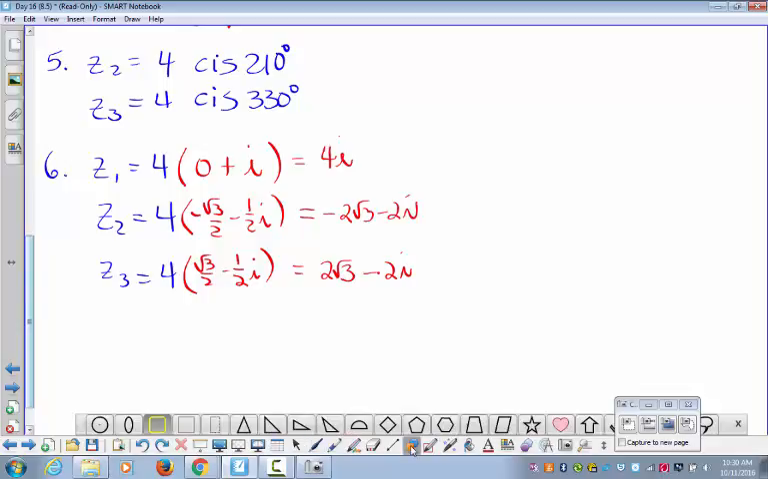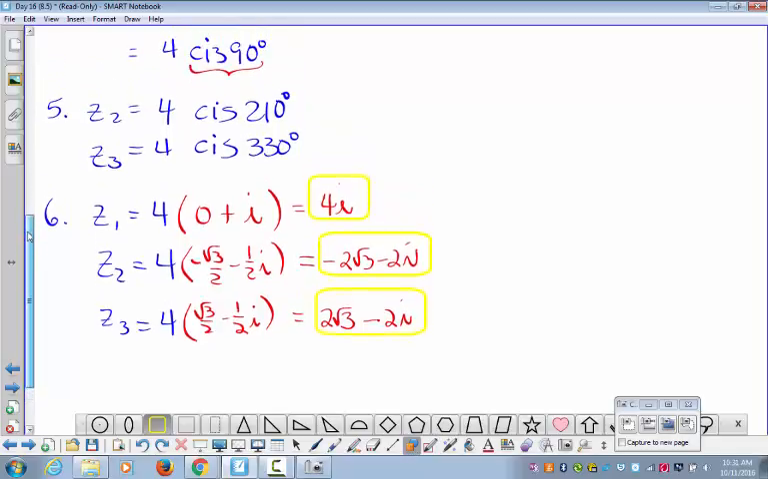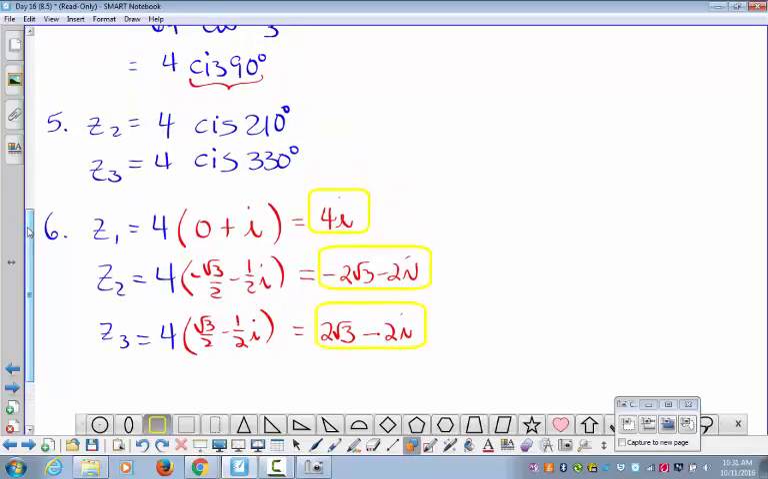Now, if you came up with an angle that was not on the unit circle, not a multiple of 30 or 45 degrees, then you have to use your calculator. If that angle were 25 degrees instead of 90, we'd have to type in cosine 25 degrees and round it to whatever, 2 decimal places, 4 decimal places, whatever you're asked to. And then add 90 to that, type it into the calculator, get an approximation. But if you have an angle that's a multiple of 30 or 45, you can write down the exact A plus Bi form.